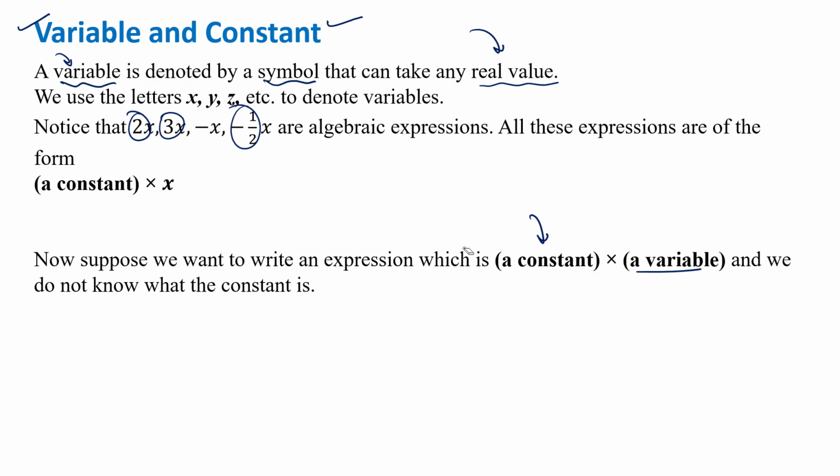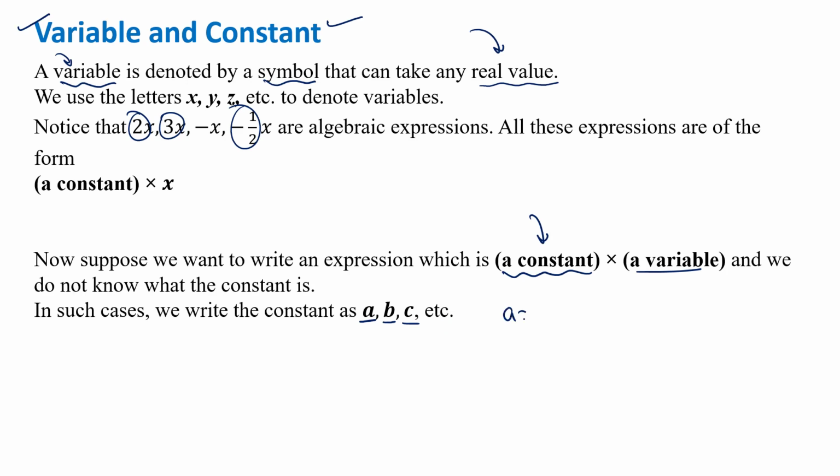So if we want to write an expression where we do not know the value of the constant, we denote these constant values as small a, small b, and small c. In such cases we write the constants as a, b, and c. For example, such expressions will be in the form of ax, or bx, or ax square plus bx plus c. Here a, b, and c denote constants, and they can be any real numbers, and in x square, x is a variable. I hope you understand.